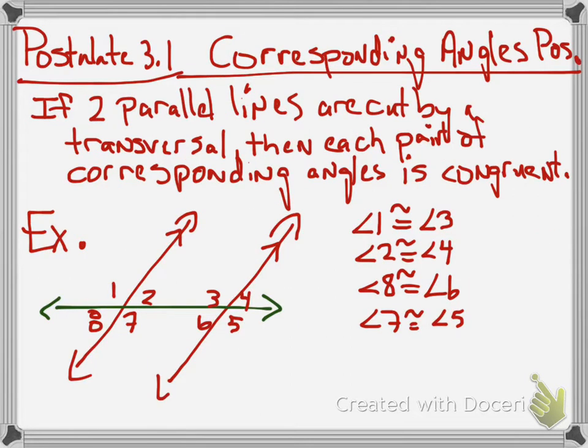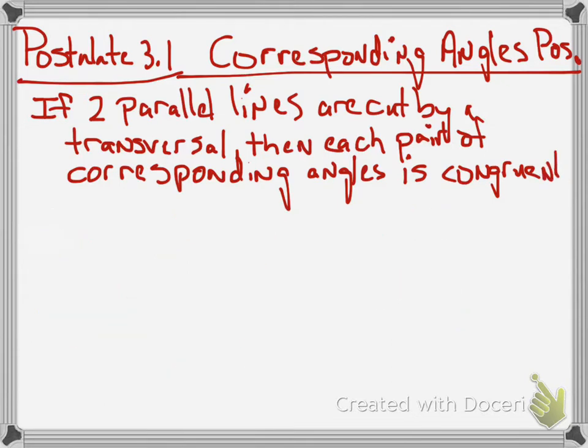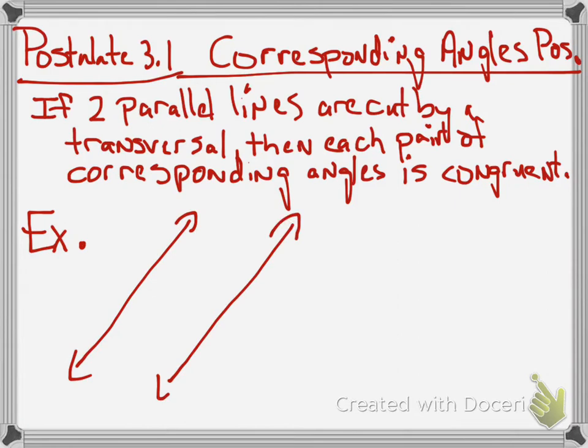Let me start off here. Let me back up a little bit here. Okay, so here's our first postulate. The first postulate, called the corresponding angles postulate, says if two parallel lines are cut by a transversal, then each pair of corresponding angles is congruent. Now notice there that they're talking about corresponding angles and they're only talking about a pair. So you've got to look at two at a time. So kind of keep that in mind.